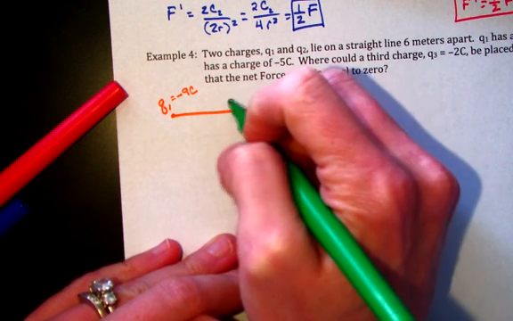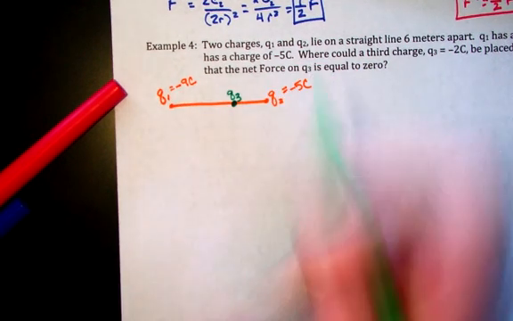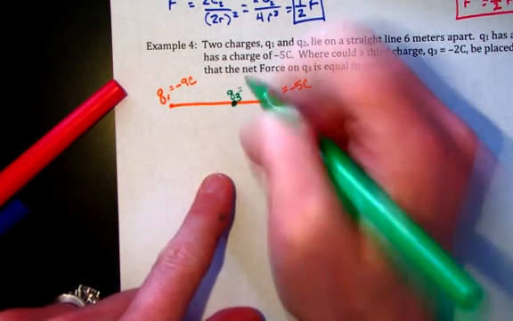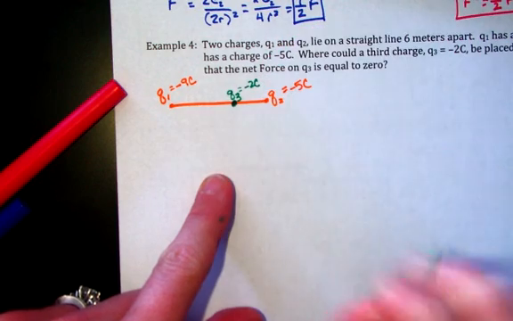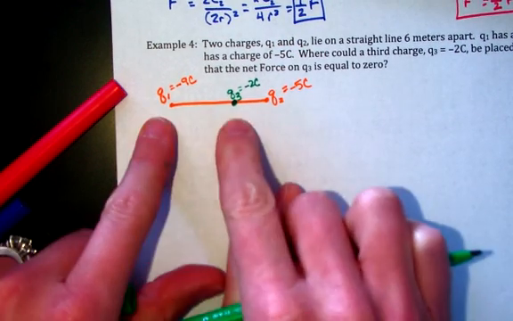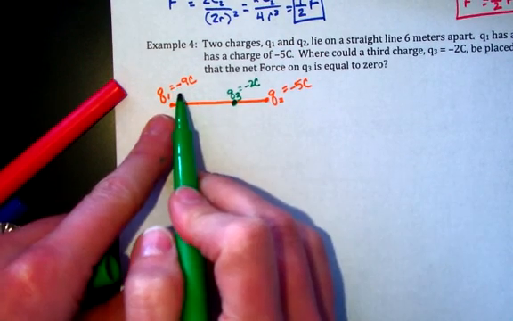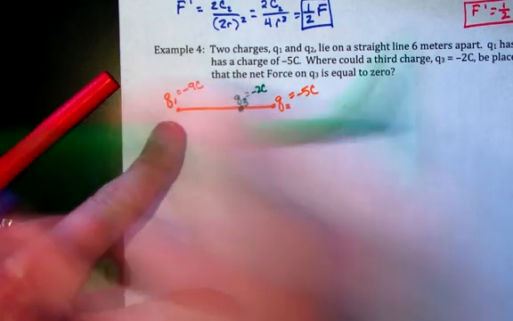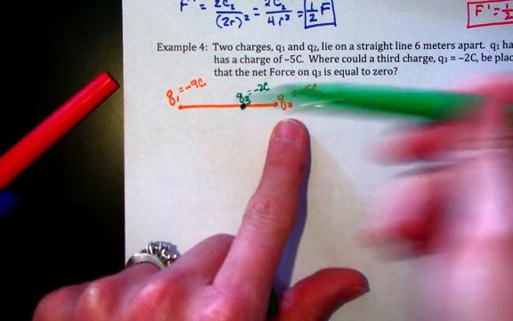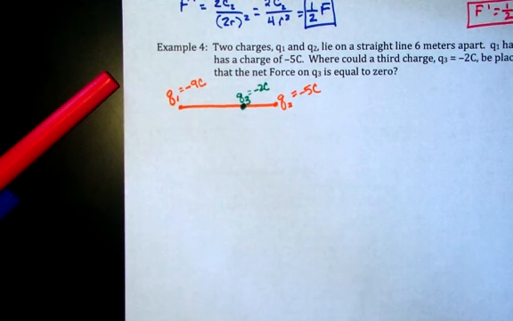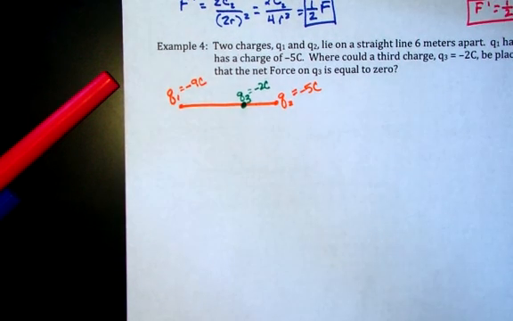I'm trying to find Q3, which is equal to -2 coulombs. What happens here is this charge, Q1, pushes it to the right, and this charge pushes it to the left. I now have opposite directions for my forces, so it has to be in between the two charges. Okay, so that's a big picture idea.